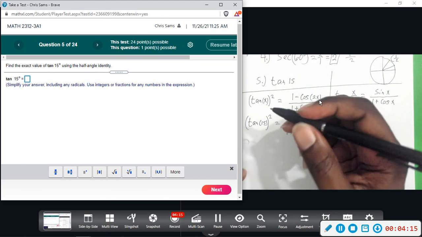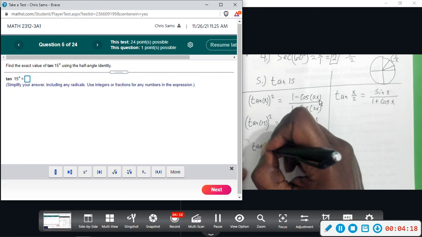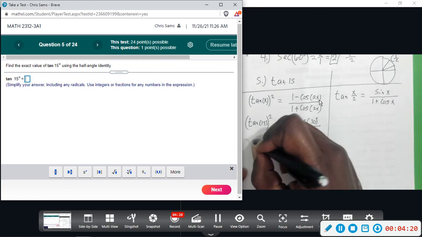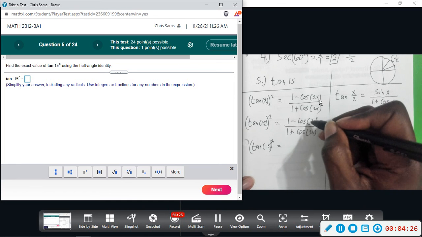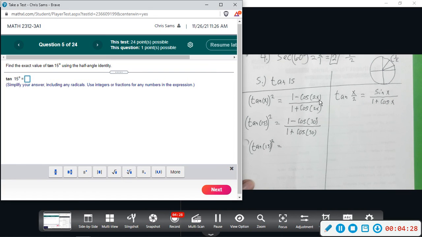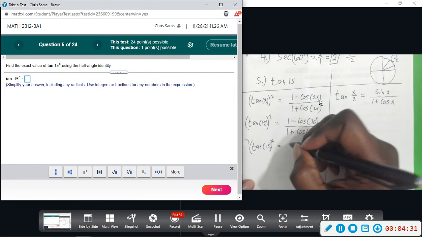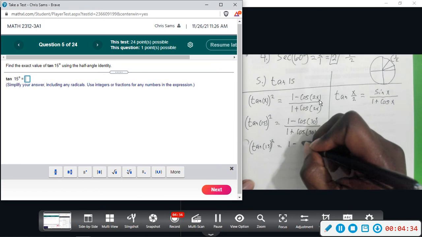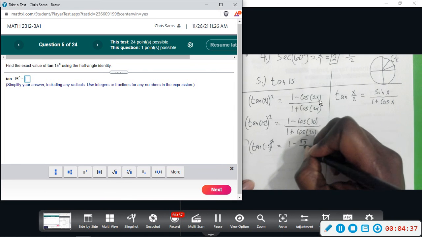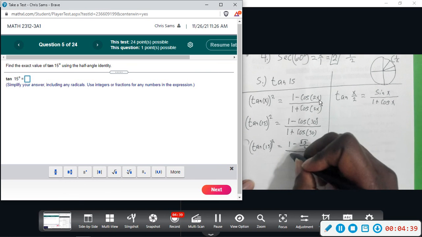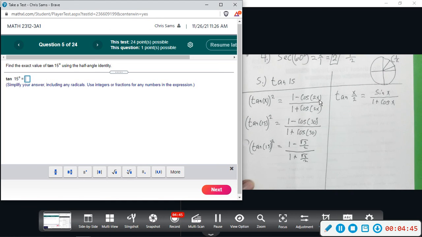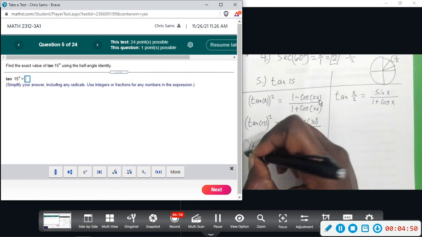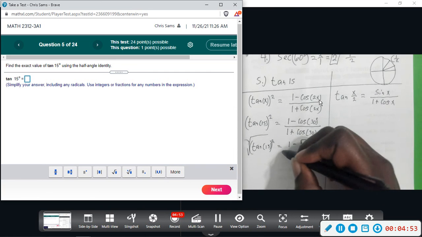Okay? And then we have tan of 15 squared equals, okay, cosine of 30 from the unit circle. This is the square root of 3 over 2. So here's where it gets messy. So this is 1 minus square root 3 over 2. And then this is 1 plus square root 3 over 2. We want to solve for tangent. So notice we have this square. We have to take the square root of both sides. So we have square root this side, square root this side.